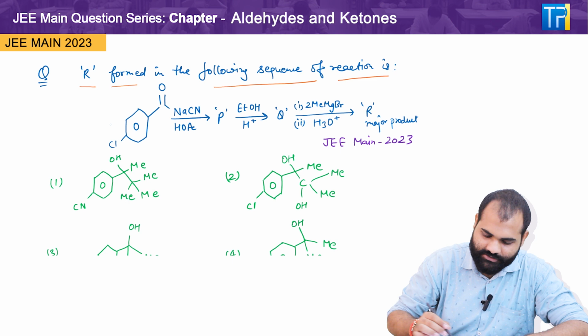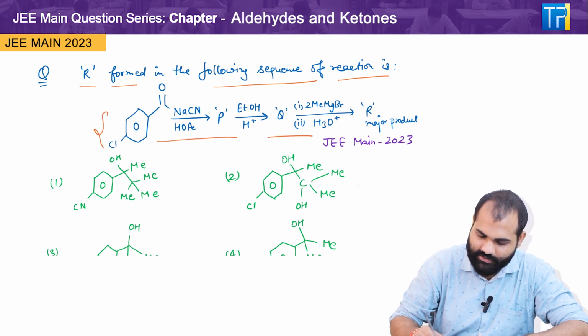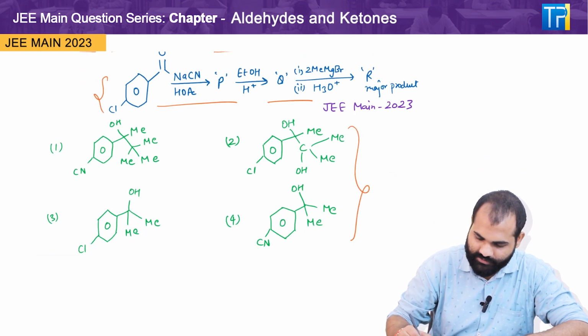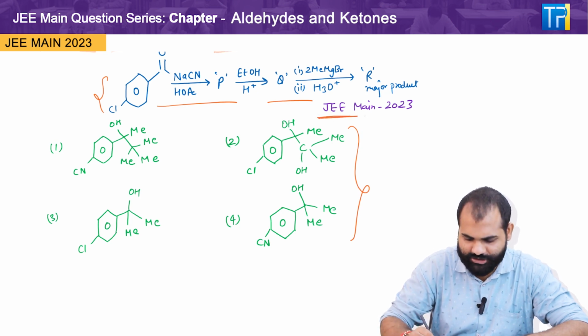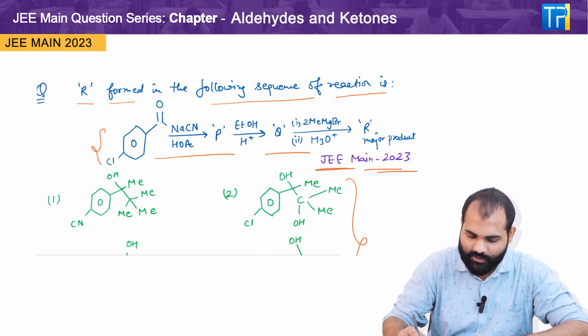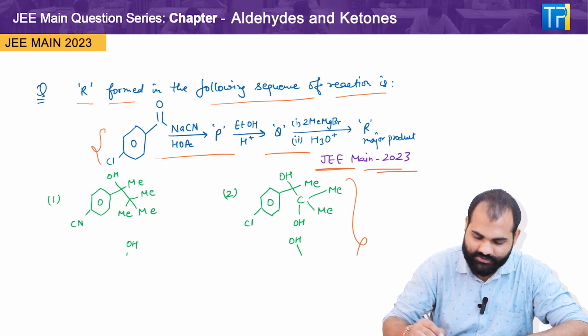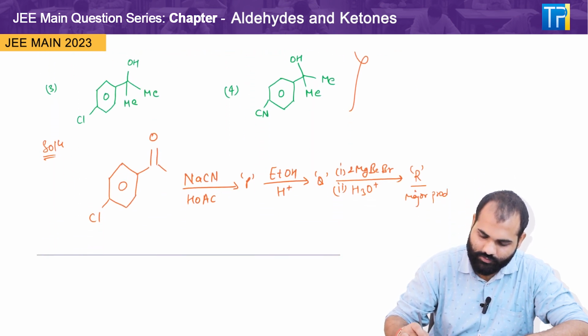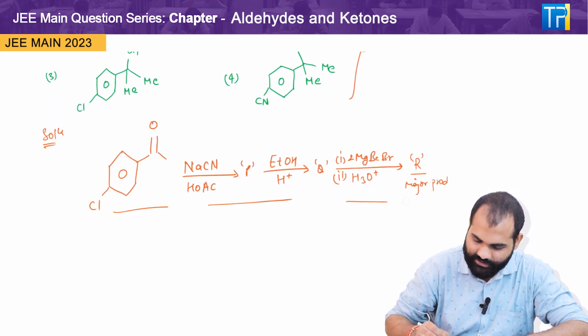So today we are solving a new question, and our question is, A is formed in the following sequence of reaction. The sequence of reaction is given here and the options are given here. This question is basically from the JEE Main 2023. So basically we have to find the sequence of this reaction. So we have to write down the reaction here.